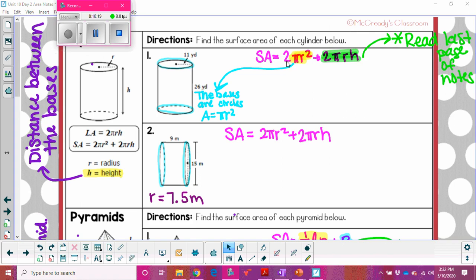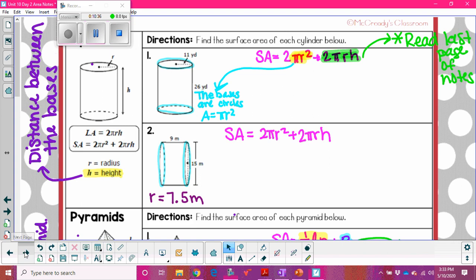So it is 2 times pi r squared. Pi r squared is the area formula of a circle, okay? And there's 2 circles here, so it's 2 times the area of one of the circles, so you get both of them, plus the lateral area, which is this part right here. It says read the last page of notes, so let's go look at that.